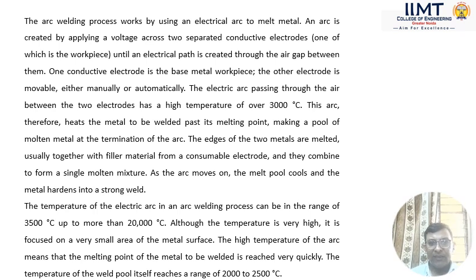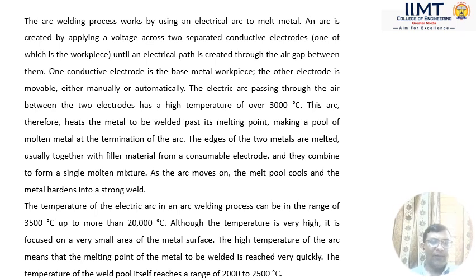The arc welding process uses an electric arc to melt the metal. The arc is created by applying a voltage across two separated conductive electrodes. One electrode is the workpiece and the other is the electrode. We generally create an electrical path across the air gap. One conductive electrode is the base metal workpiece and the other electrode is movable, either manually or automatically, which we also call the electrode. The electric arc basically passes between the two electrodes.